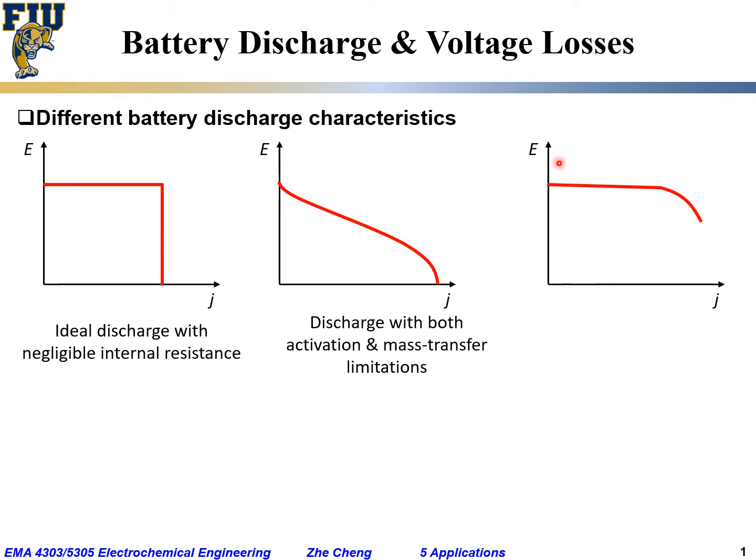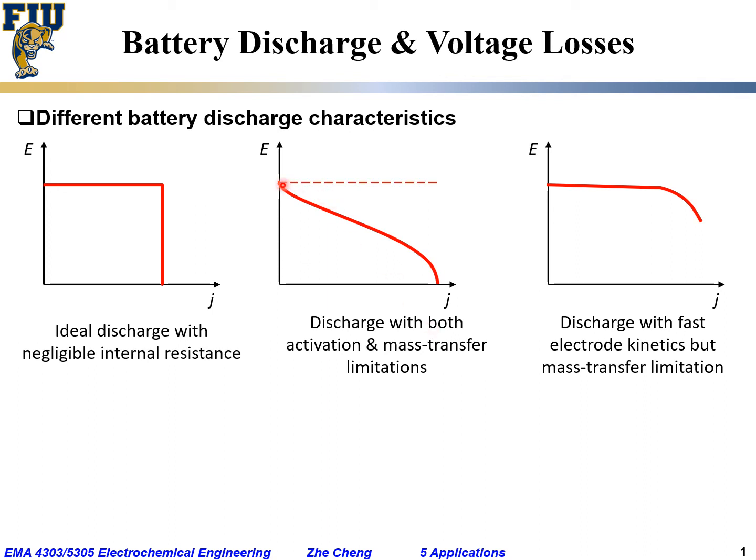And finally, we may have a different scenario where the voltage is more or less flat, and towards the end it drops off suddenly. This would be the discharge with fast electrode kinetics and also low ohmic resistance, but great mass transfer limitation. Okay, but most of the voltage characteristics look something like the one in the middle.